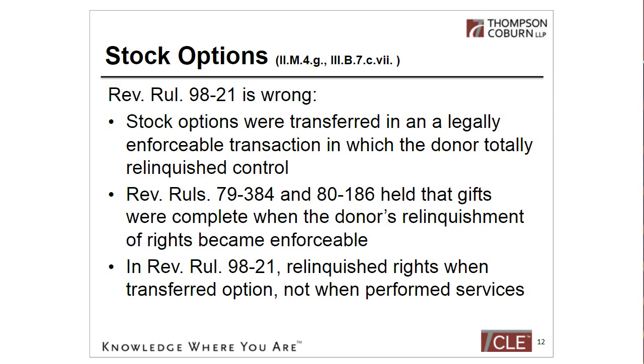Now, slide 12, I think the revenue ruling is wrong. In this case, stock options were transferred to a legally enforceable transaction in which the donor fully relinquished control. There are other revenue rulings that held that gifts were complete when the donors relinquished surrender rights became enforceable, and this is no different than those other rulings, in my view. So the employee or donor relinquished rights when they transfer the option, not when they perform the services.